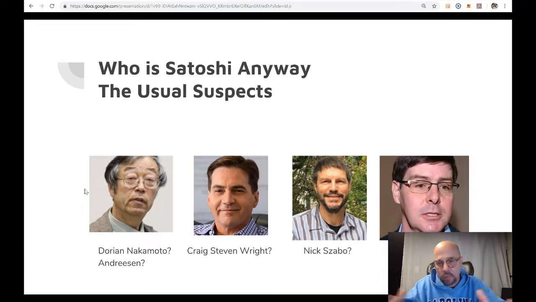So I think it probably was a group of individuals, but if you wanted to point your finger at one person, some of the usual suspects that we've seen over the years, I'll just touch on these briefly. Dorian Nakamoto, this poor man simply had the last name Nakamoto, was a computer scientist, had a little bit of a libertarian background, was really good at math, and lived in California, and I think Newsweek wrote an article about how they found Satoshi. And they pointed the finger at this guy, and in came the media hounds and just completely destroyed this poor man's life.